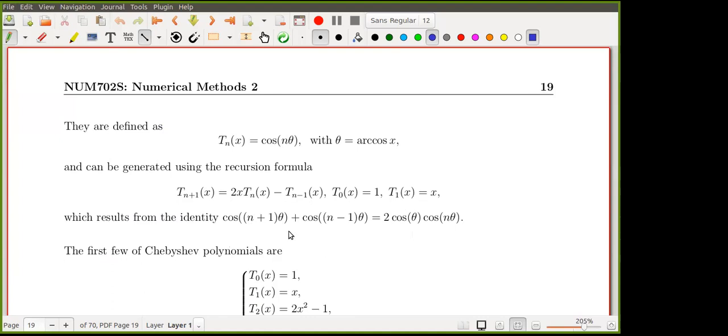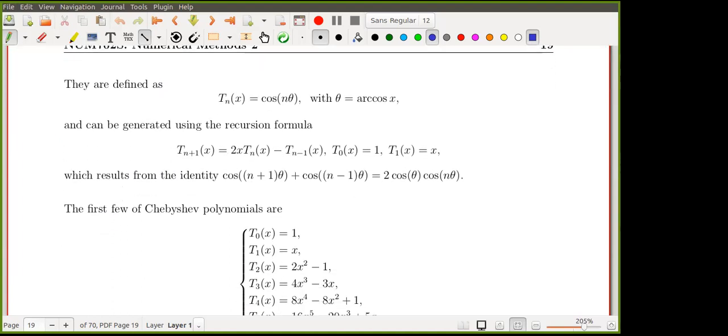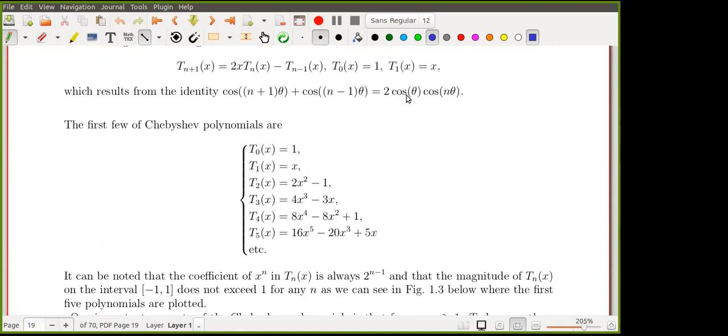All right, so we know T0, we know T1. From these two, using this recursion formula, we can generate the remaining terms of the sequence. So we can compute T2, T3, T4, T5, and so forth. We can easily write a computer program to generate T of an arbitrary n.